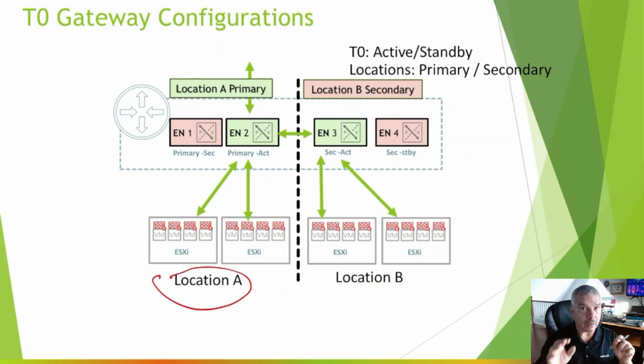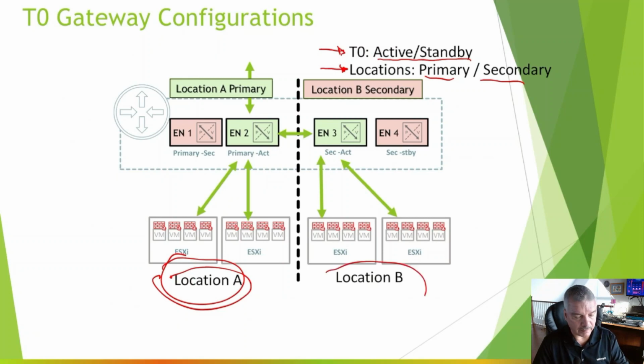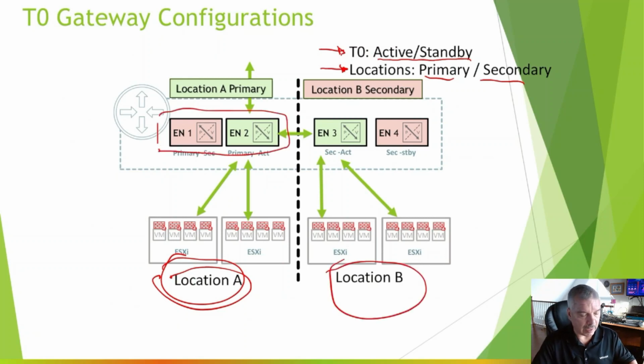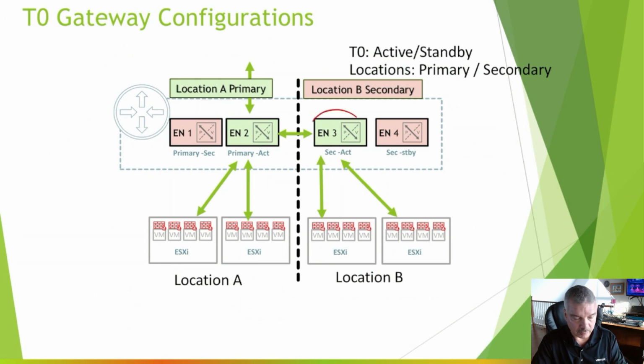How about between locations? This is where, when we talk about locations, you can have primaries and secondaries. So in this example, our tier 0s are configured as active standby. Notice inside each location, I've got location A on the left and location B on the right. You see this edge cluster on the left. This is active standby. So edge 2 is the active one. Everything's going through edge 2, which is great. Edge 1 is just sitting there as a backup. All right. Now, active standby. We see that the green is active, the red standby.